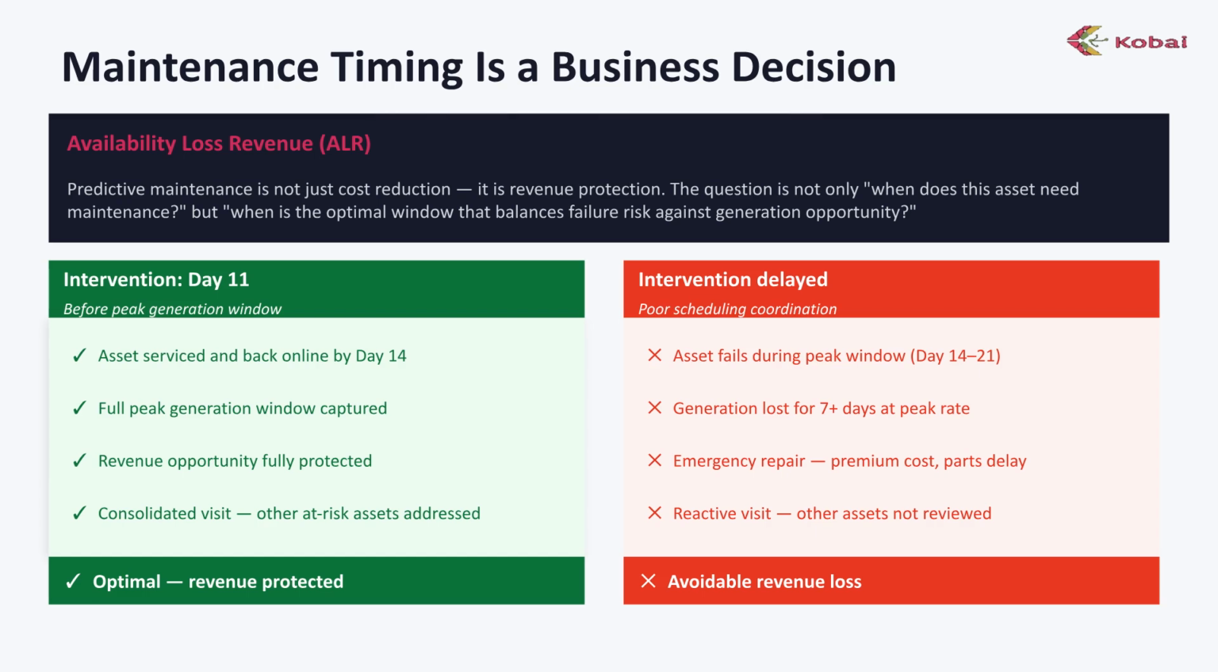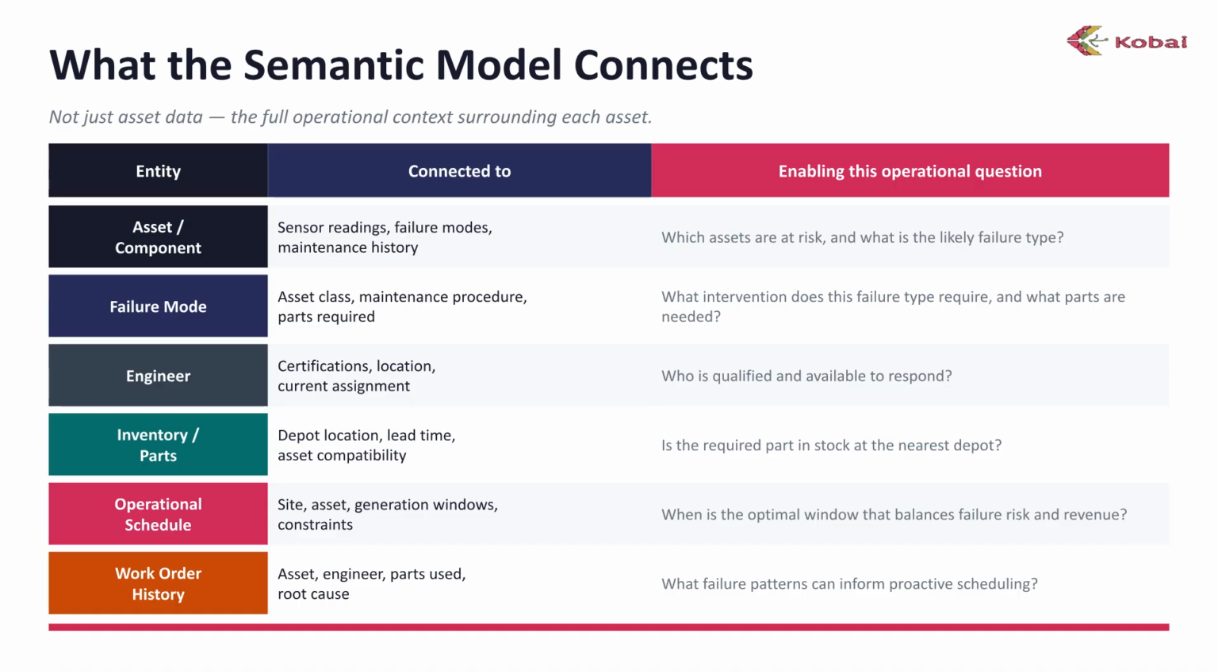The semantic model connects entities like assets, failure modes, engineers, inventory, operational schedules, and work order history. This connectivity provides the full operational context to answer critical business questions, not just basic asset data.